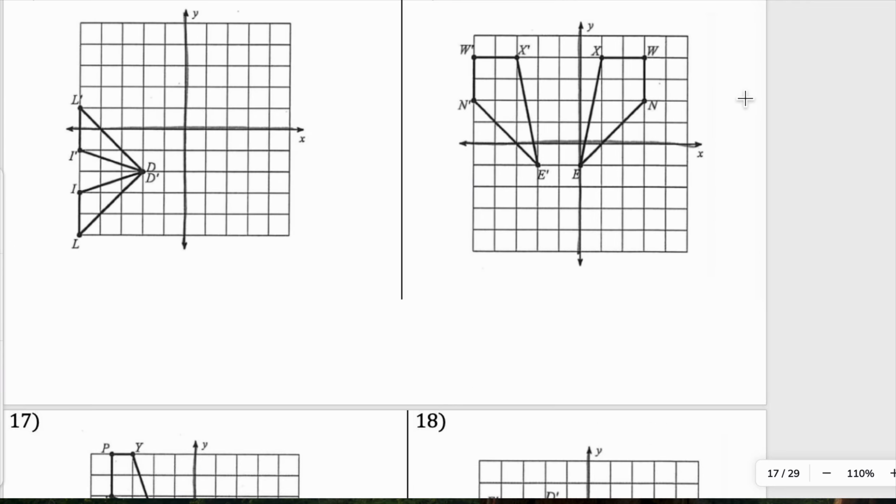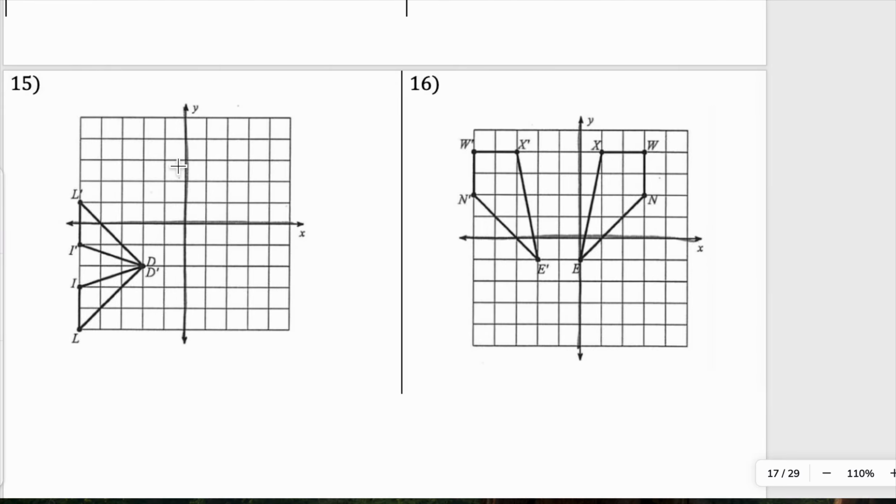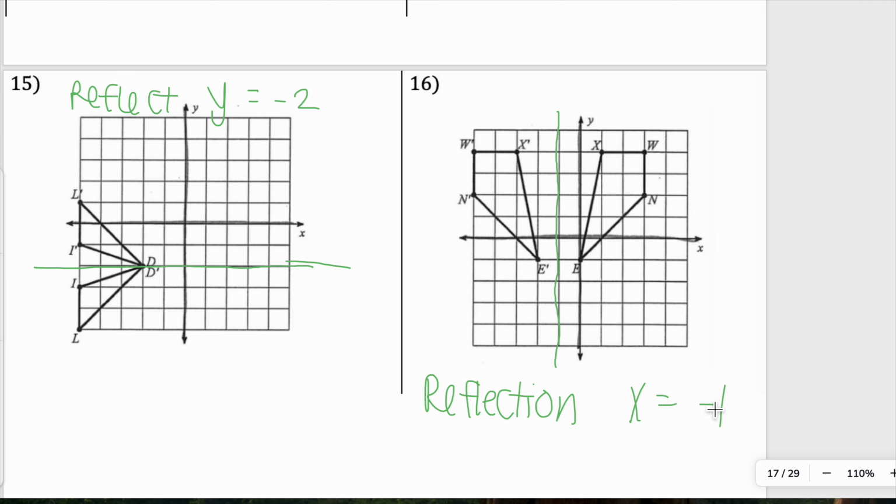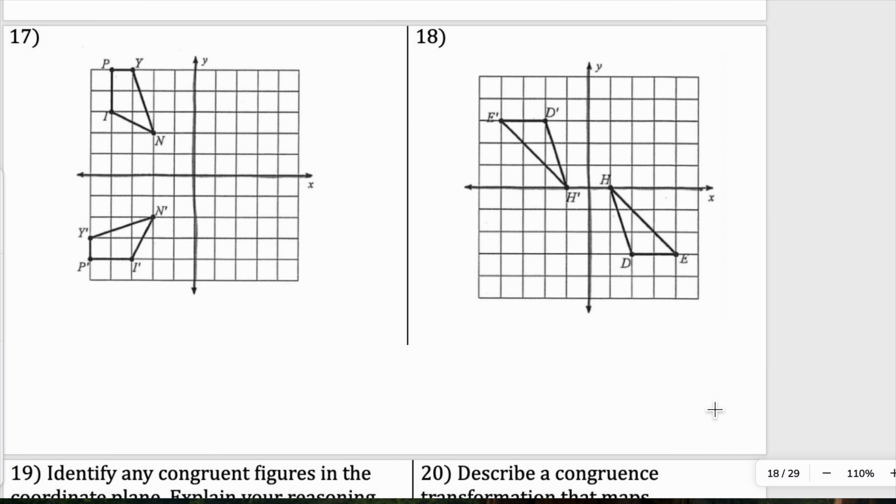For number 15, that one is a reflection over y equals -2. Here's my line of reflection, and that's where y is equal to -2. And then number 16 is also a reflection, but this time my reflection is x equals -1.